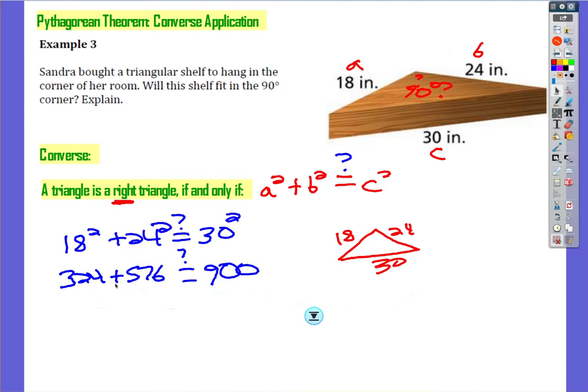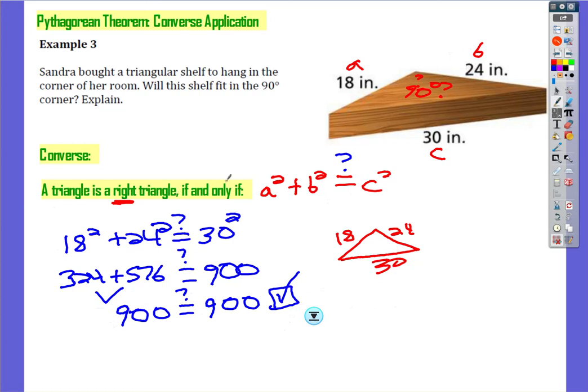So we'll just combine 324 and 576. We do that, pop it into our calculator or do it in our head. We do get 900. So what we found here is that A squared plus B squared does equal C squared.